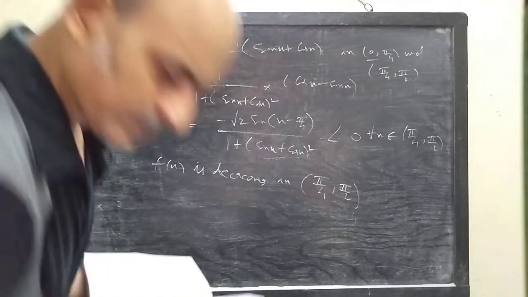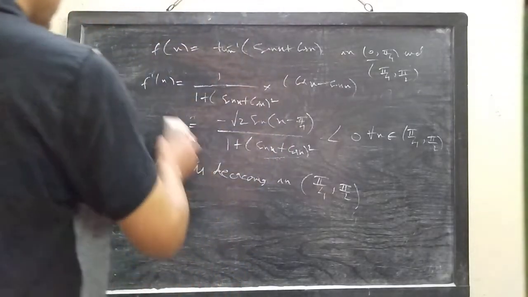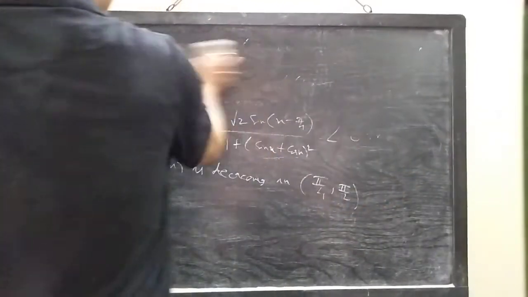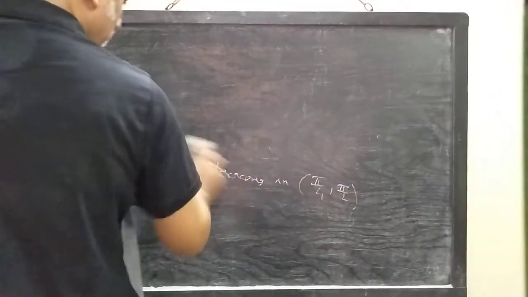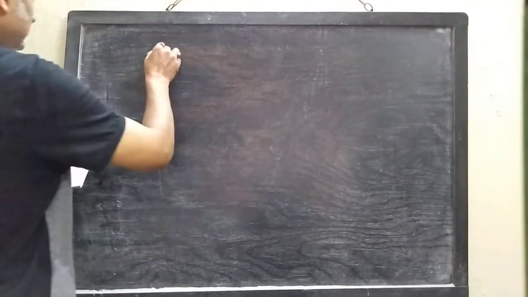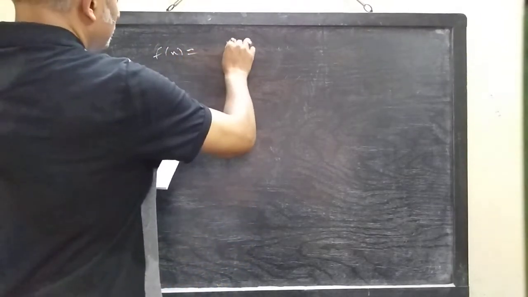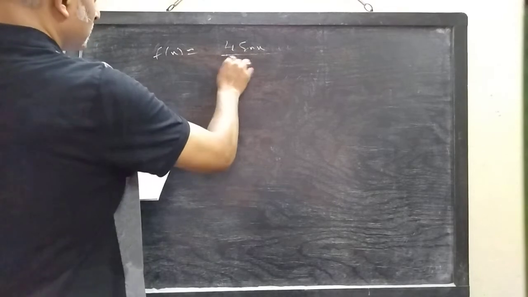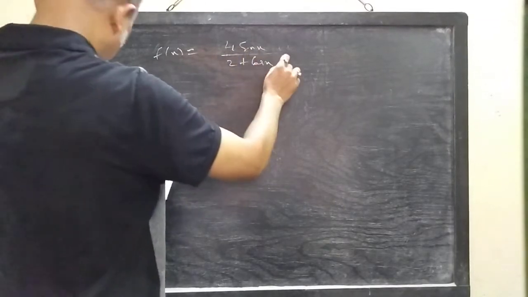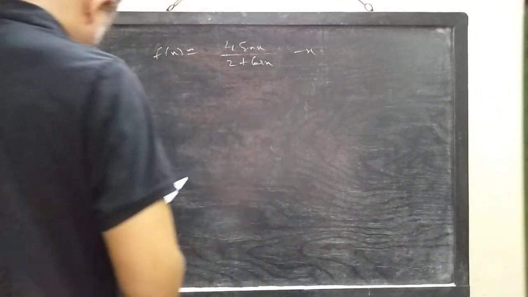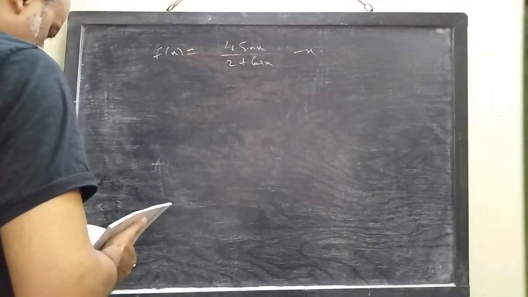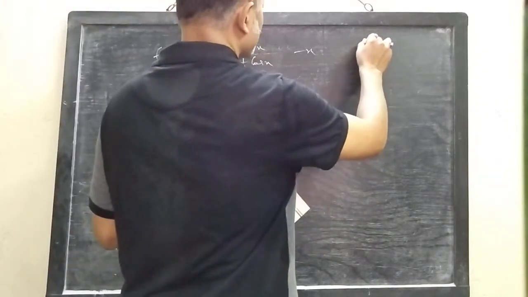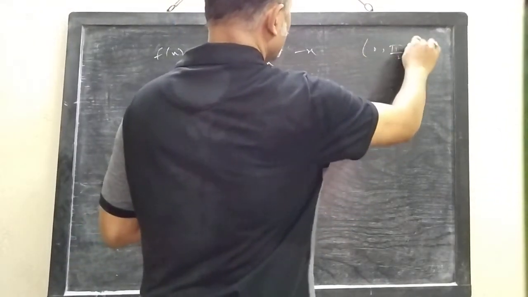Next question. Suppose f is a function given by f(x) = 4 sin x by (2 + cos x) minus x. You have to show this function is increasing in 0 to pi by 2. Increasing in 0 to pi by 2 you have to show.